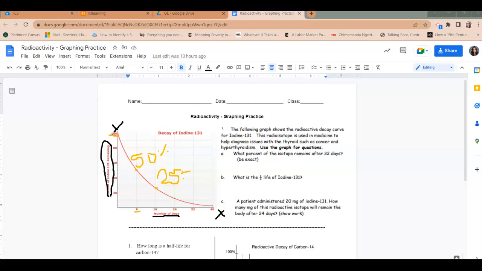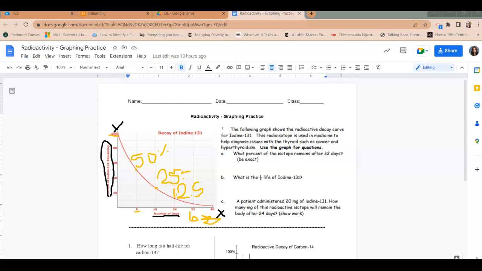Remember, we're trying to get to 32 days, so we've got to get to this point. So we've got to divide 25 by 2. That's going to be 12.5. Oh, erase that. 12.5 is just for 24 days. Then at 32 days, we take 12.5, divide that by 2, and we're going to be left with 6.25.